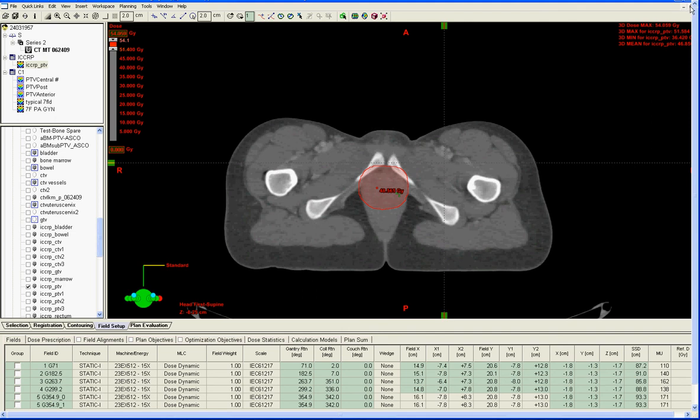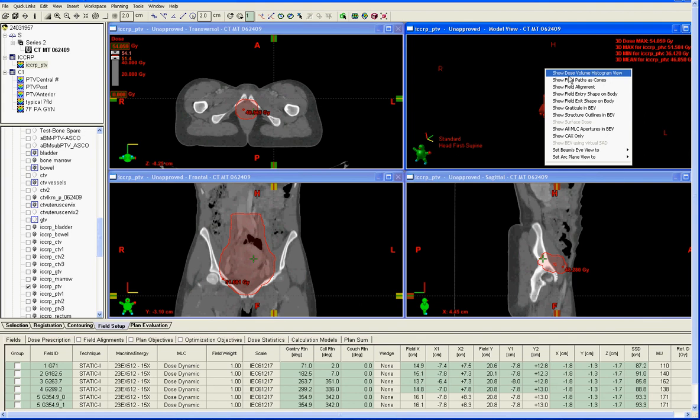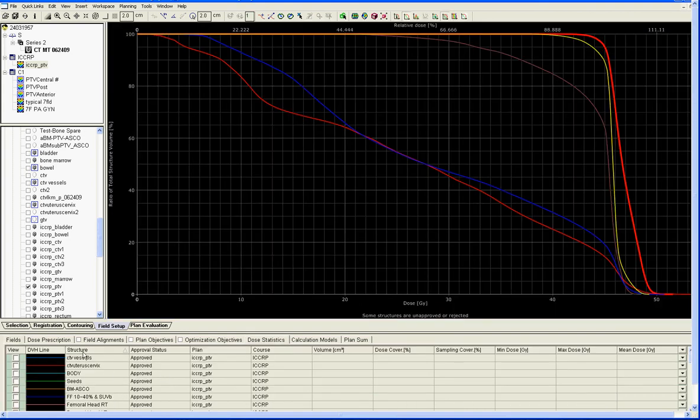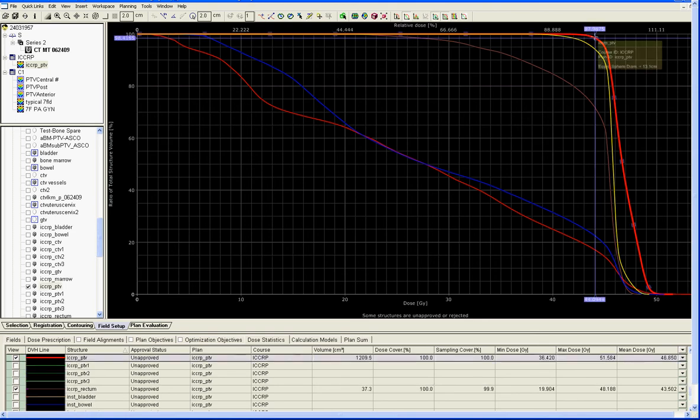Then we're going to evaluate the dose volume histograms. In this case, we will be analyzing several structures: the bladder, the bowel, the bone marrow, the rectum, and the PTV. So according to the constraints of the protocol, we'll first look at the target coverage, which seems to be quite good in this case. The red DVH is the PTV.